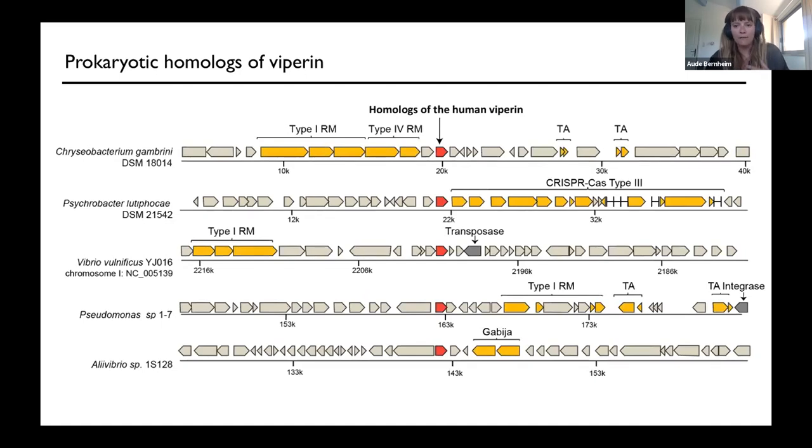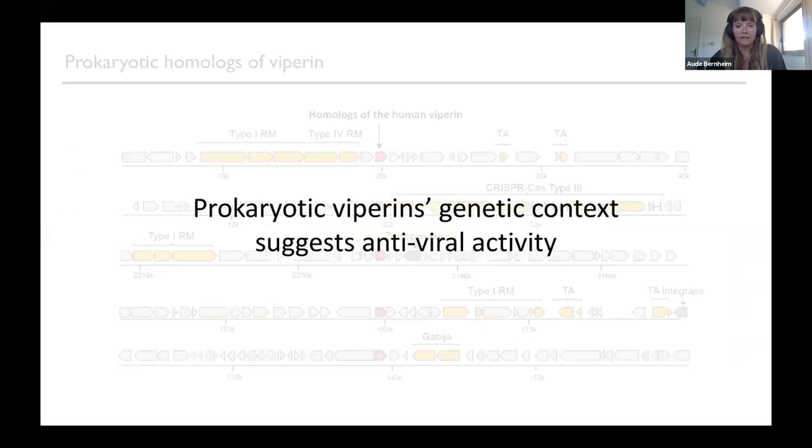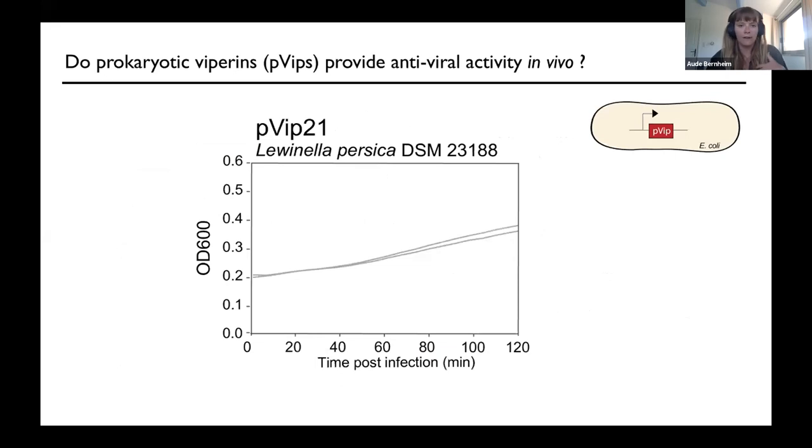Meaning that for us, this was very suggestive that because of this defense context, the homologs of the human viperin in prokaryotes were also acting as antivirals. And so this context suggested antiviral activity. So what we did was, of course, to try to test for it. These prokaryotic viperins, or as I call them, PVIPs, come from very diverse bacteria.